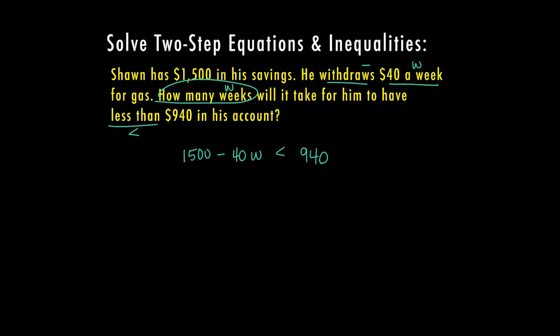So now, I don't want to move this 40 per week because I've got to move that last. That's with the variable. So I'm going to have to move this 1,500 first. And in order to move 1,500, I've got to subtract that from both sides. So this makes 0. So now negative 40W is less than 940 minus 1,500, which is going to be a negative 560.